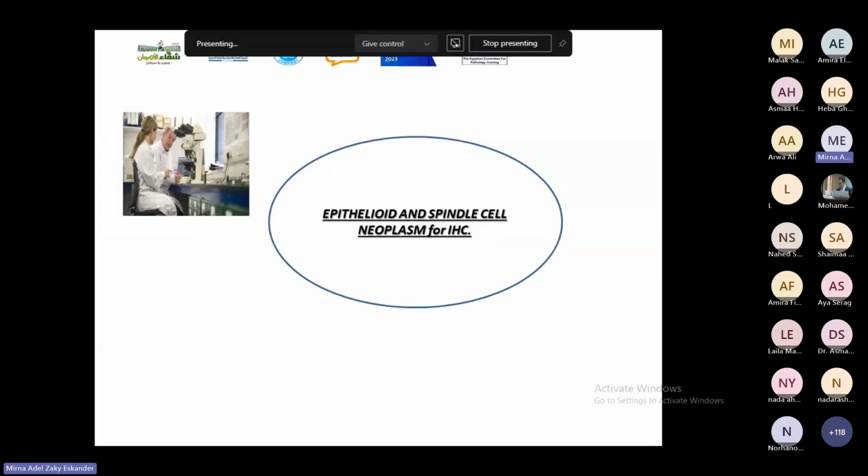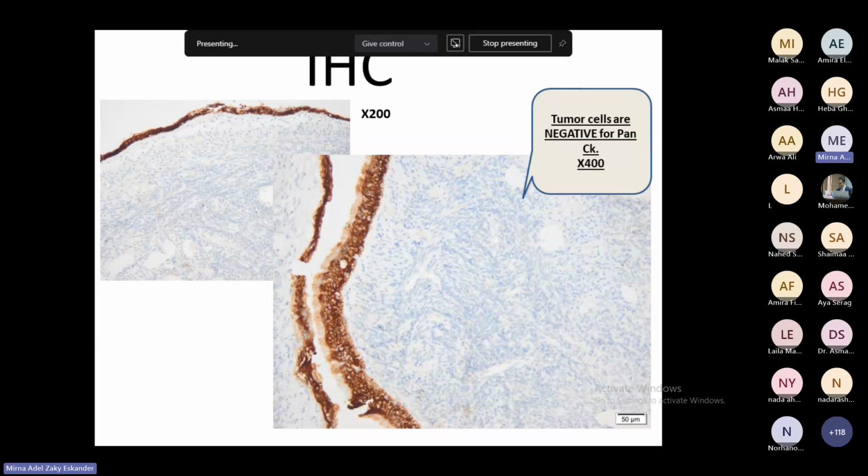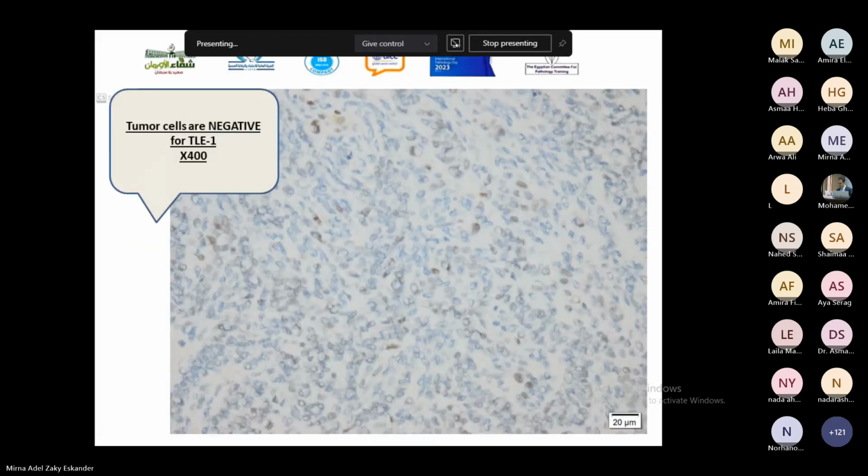So what we have here is an epithelioid and spindle cell neoplasm. For immunohistochemistry, we started by PAN-CK, as we can see here at the power 200, and on going high power, it gave negative results with only positive staining of the respiratory epithelium. For the TLE1 at power 400, we can see only faint or weak staining, which was considered negative.